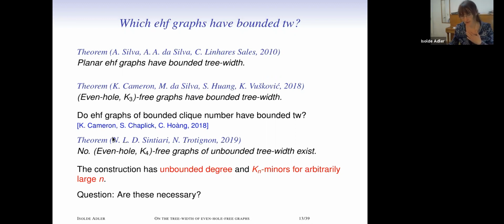If you look at this construction, you will find it uses unbounded degree. So that class has unbounded degree, and it also contains arbitrarily large complete graphs as minors. No bound on the degree, no bound on the K_n minors. And we asked ourselves, are these two necessary? Are these necessary for constructing graphs of unbounded tree width? Or conversely, if we bound the degree, do we get bounded tree width? If we bound the maximum size of the clique minors, do we get bounded tree width?